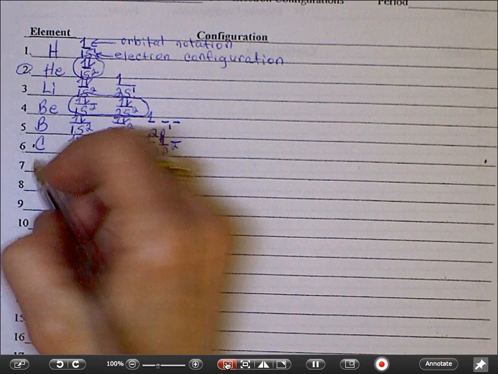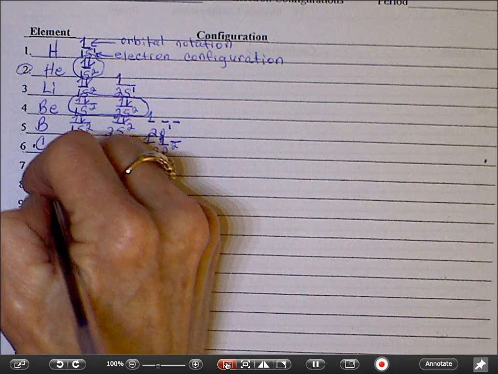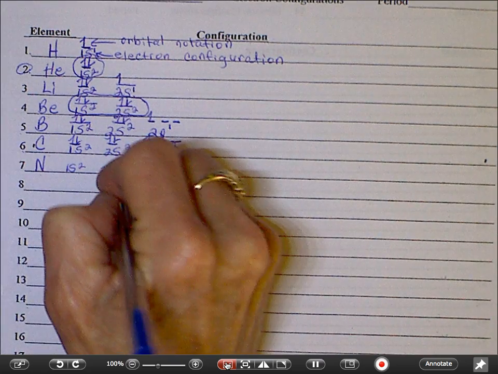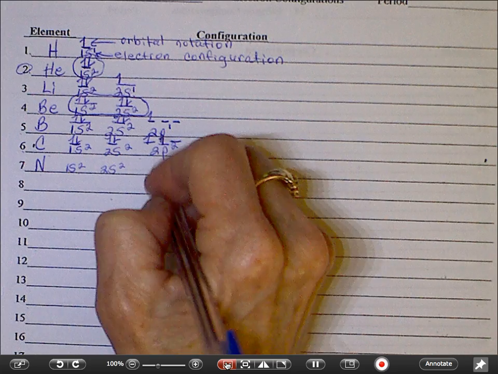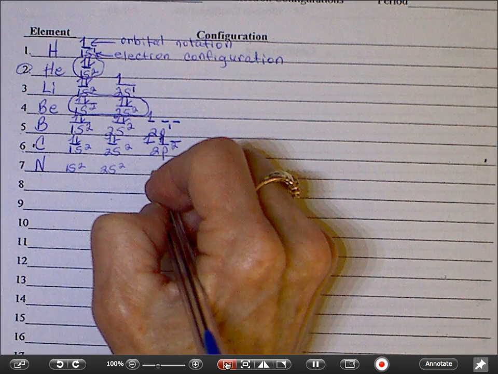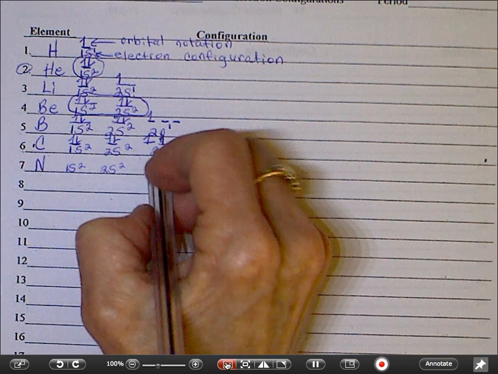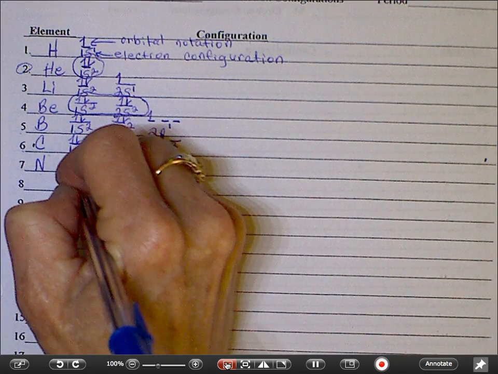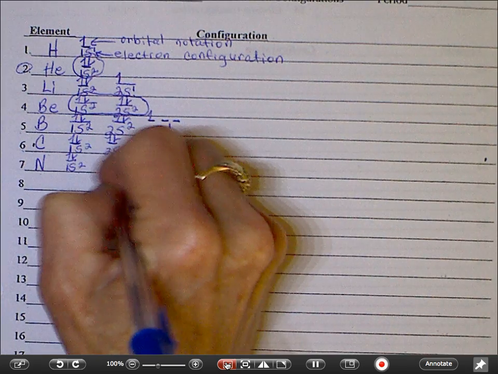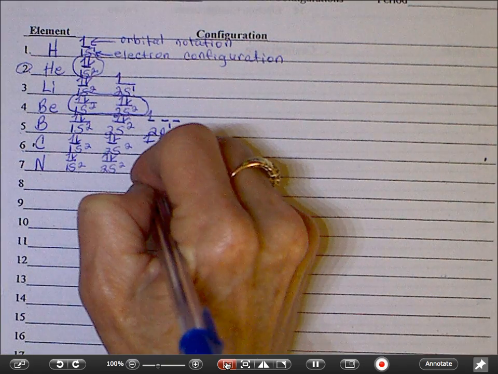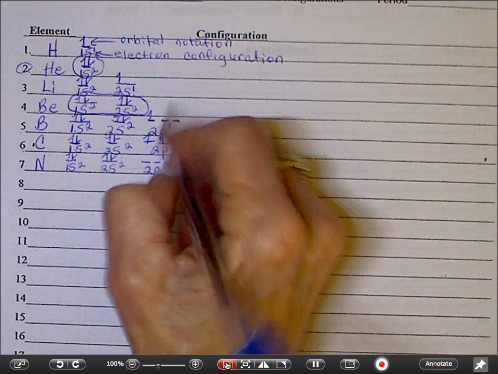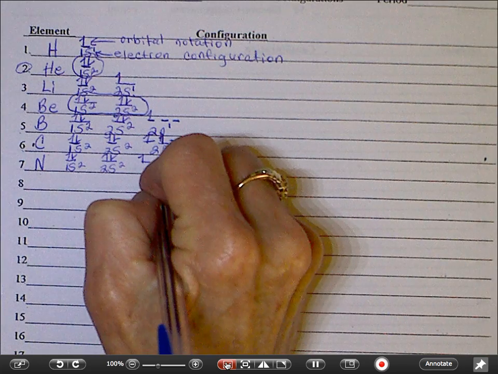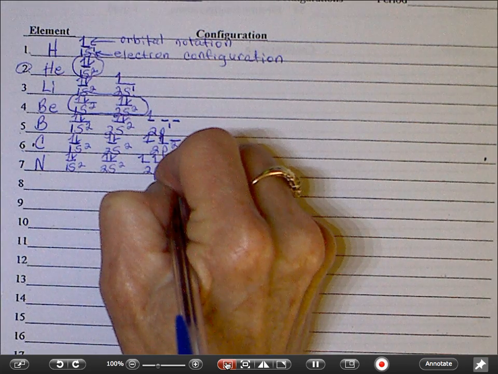All right. 7 is who? Nitrogen. 1s2, 2s2. Where does nitrogen live? 2p3. Okay? 2 for my S. 3 orbitals. Everybody look at my screen. 1, 2, 3. Whose rule is that?